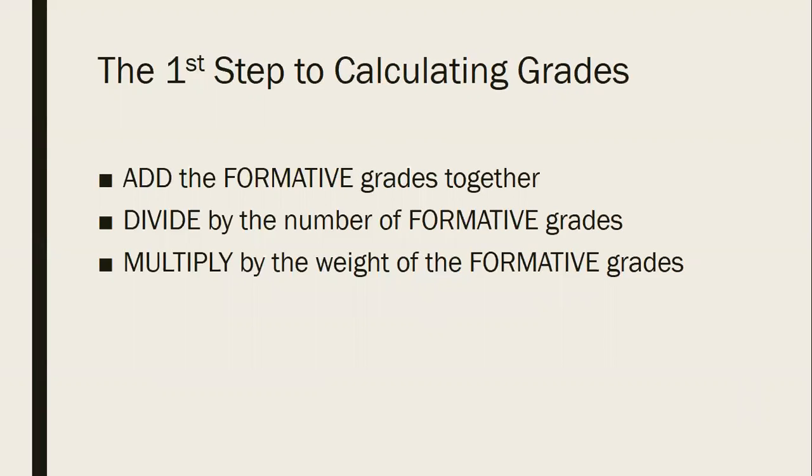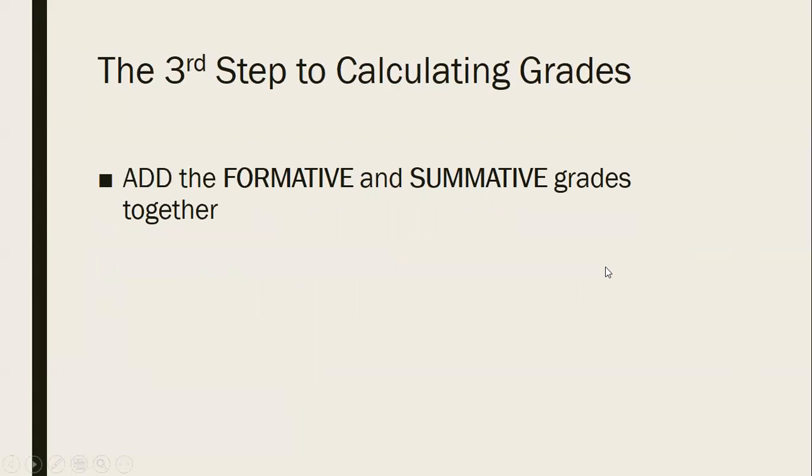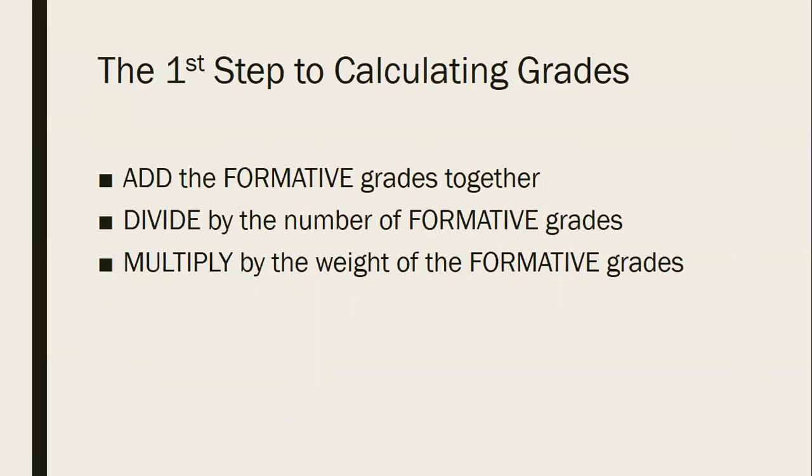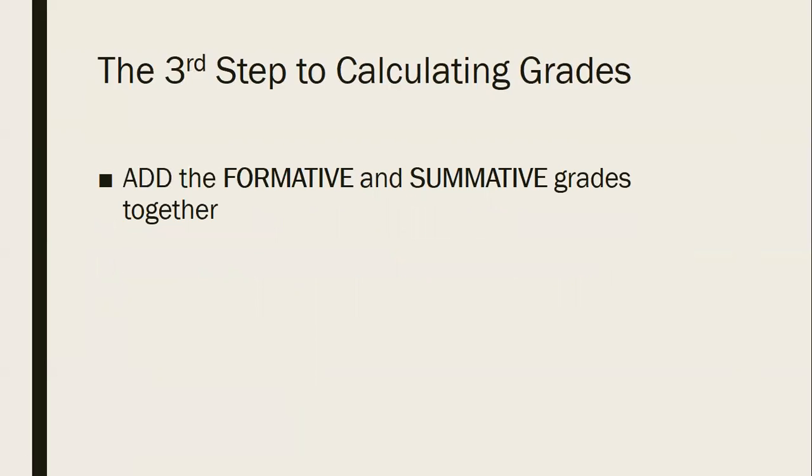Let's see it in action. Well, actually, I'm sorry. I'm going to go through all the steps first, and then we'll see it in action. So the first step is adding, dividing, multiplying the formative grades. The second step is adding the summative grades, dividing the summative grades, and multiplying by the weight of the summative grades. So add the summative grades together, divide by the number of summative grades, and then multiply by the weight of the summative grades. Okay? The third step in the process is to then add the formative and summative grades together. So just in a quick review, first we do these 3 steps: we add, divide, and multiply for the formative grades. We add, divide, and multiply for the summative grades. And then we add the formative and summative grades together.